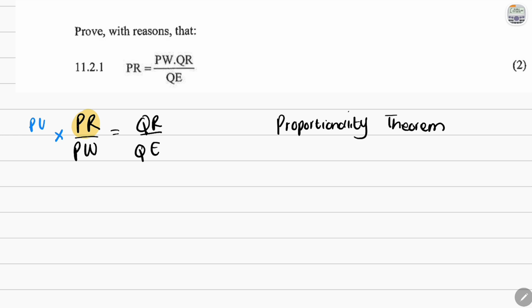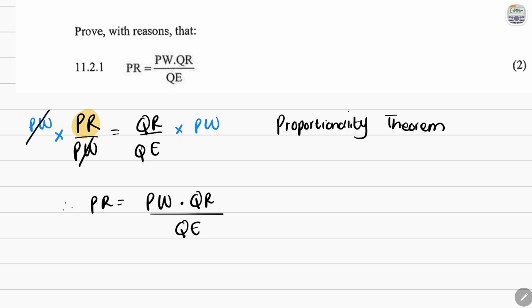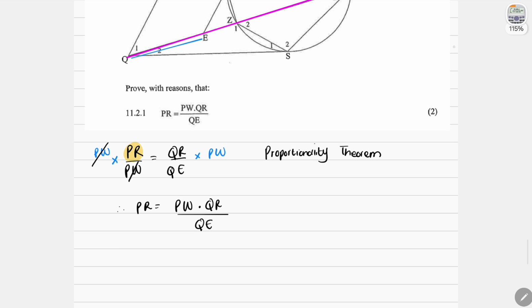So times PW, but this is an equation, so what you do on one side, you must do on the other side. So therefore, here the PW's cancel, and so PR is equal to, and now we can just put that there. They wrote PW first, I'll put it first. PW multiplied by QR over QE, and there we go. Okay, moving on to the next question.